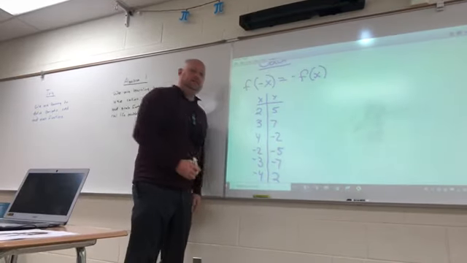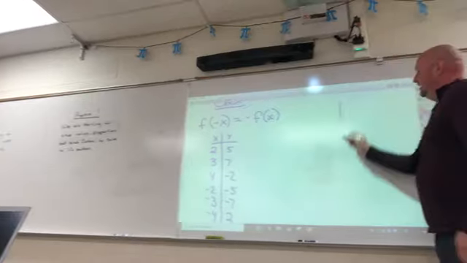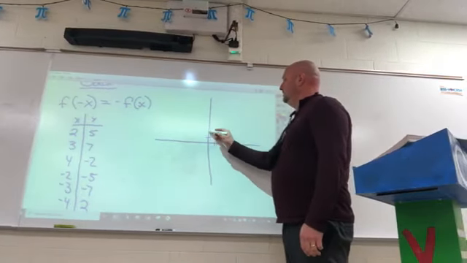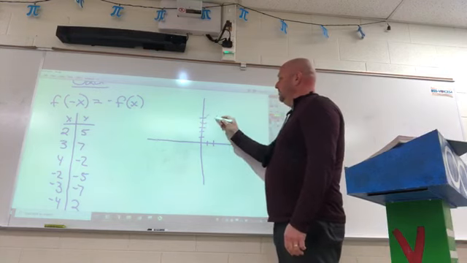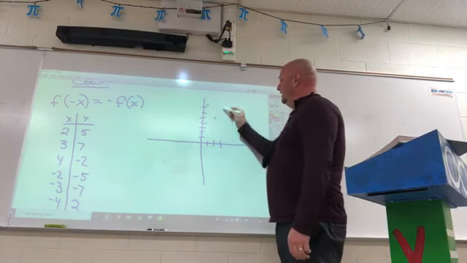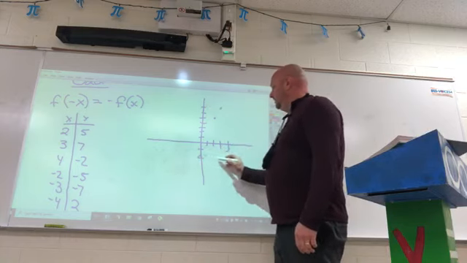Okay? So graphically, what ends up happening, now we plug in the 2, 1, 2, 3, 4, 5, we get that point. And then we had a 3 and we plug in a 7. We plug in the 4 and we had the negative 2, right?